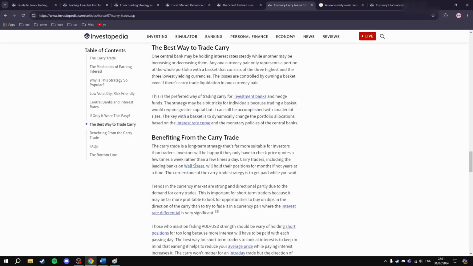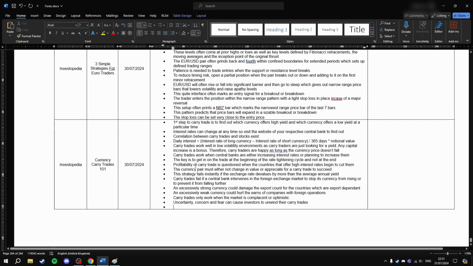One central bank may be holding interest rates steady while another may be increasing or decreasing them. Any one currency pair only represents a portion of the whole portfolio, a basket that consists of the 3 highest and 3 lowest yielding currencies. Have a carry trade portfolio of the 3 highest interest currencies and 3 lowest interest currencies.